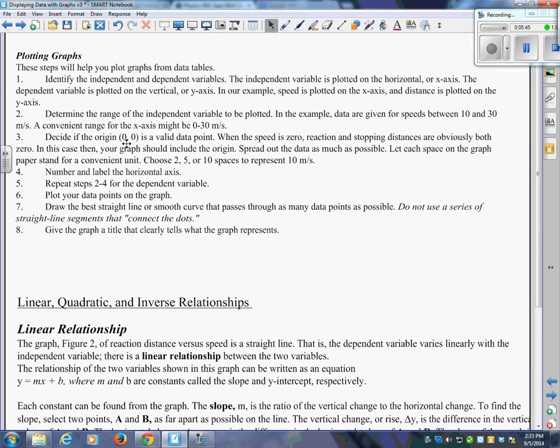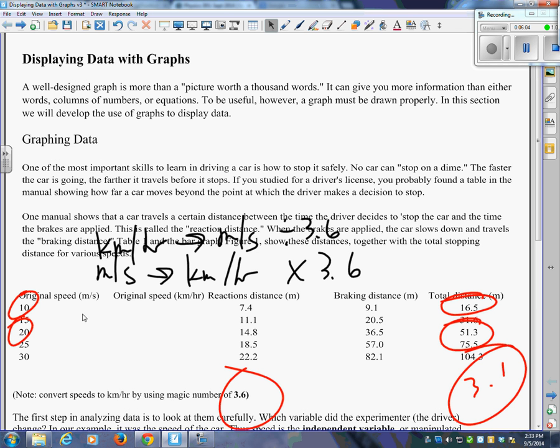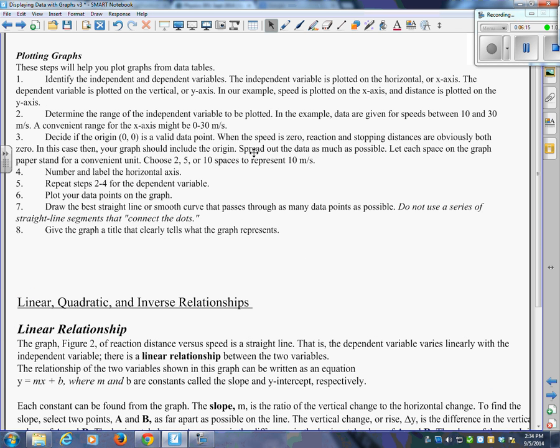Decide if the origin is a valid data point. What does that mean? The origin is at 0, 0. Valid data point. If one variable is 0, should the other one be 0? A lot of the time it will be. In this case, would it be? If the speed was 0, what would my stopping distance be? 0. If you're not going anywhere, what's your stopping distance? It's 0. So 0, 0 is a valid data point, right? If it is, put it on the graph.